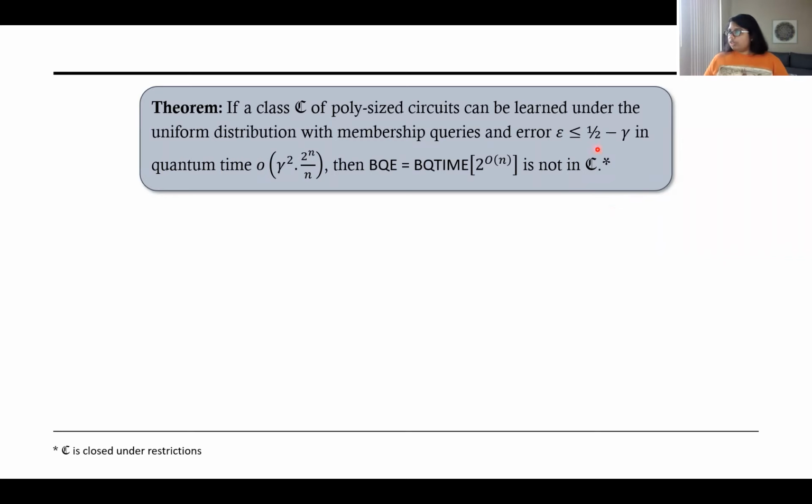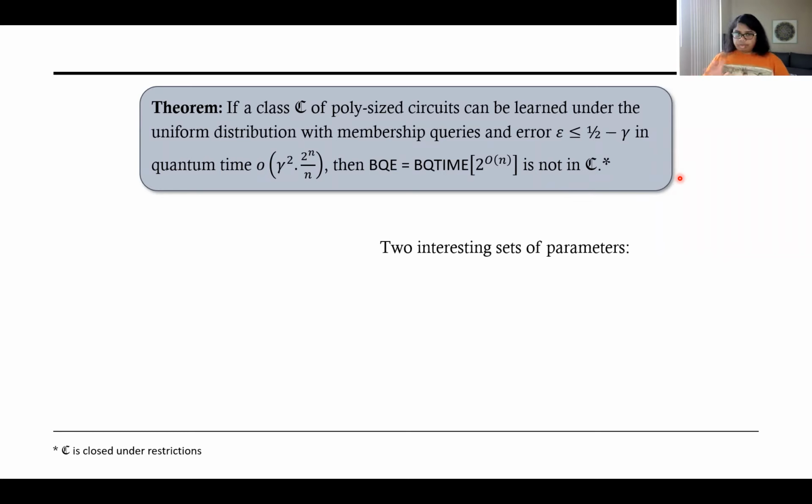We want C to sort of be well behaved, and for that you say that it's closed under restrictions. All that means is that if I take any function that's in this class and fix some of the inputs, then I can still solve the same function with these restricted inputs in the same circuit class. So it's just saying that it's well structured and well behaved.